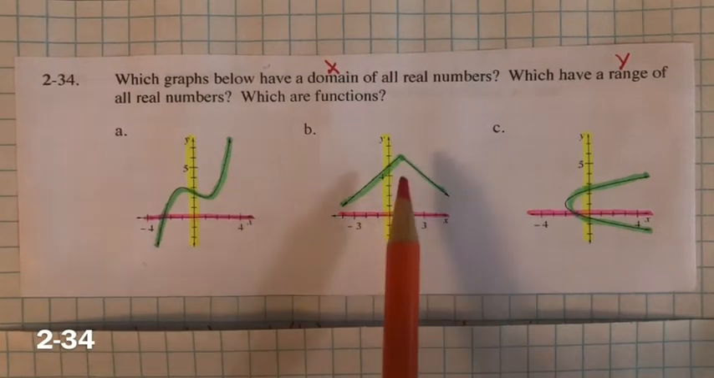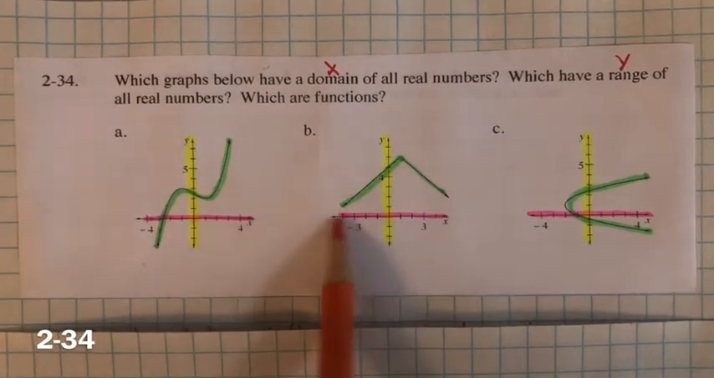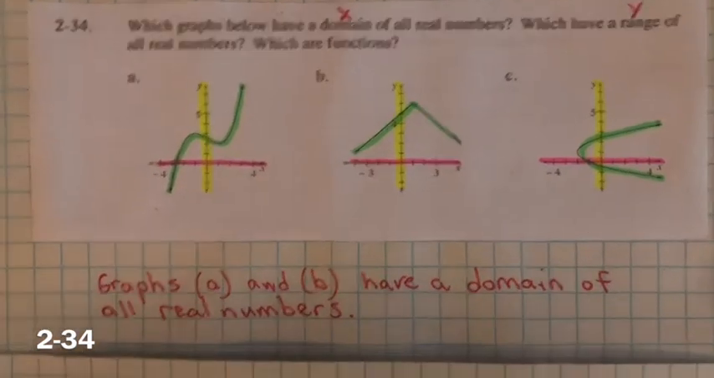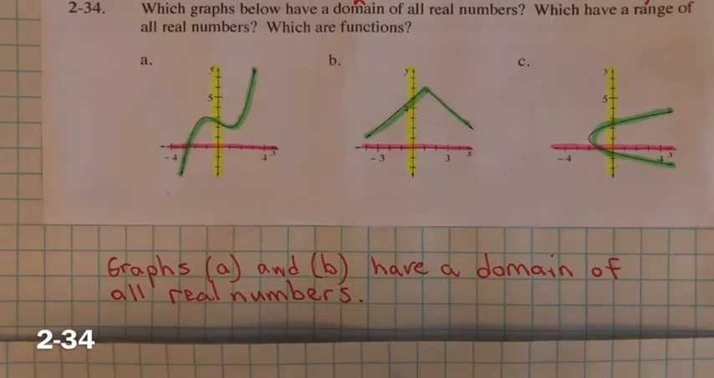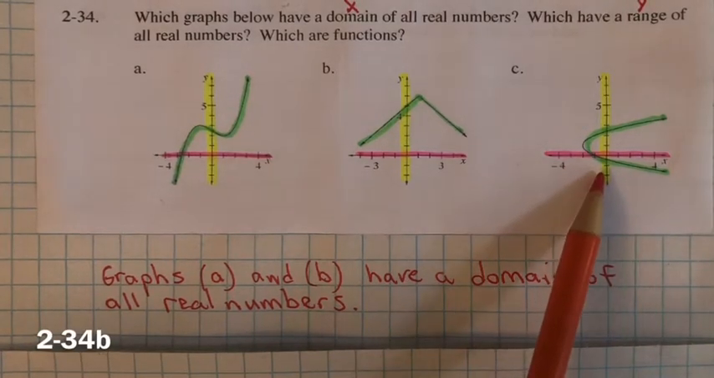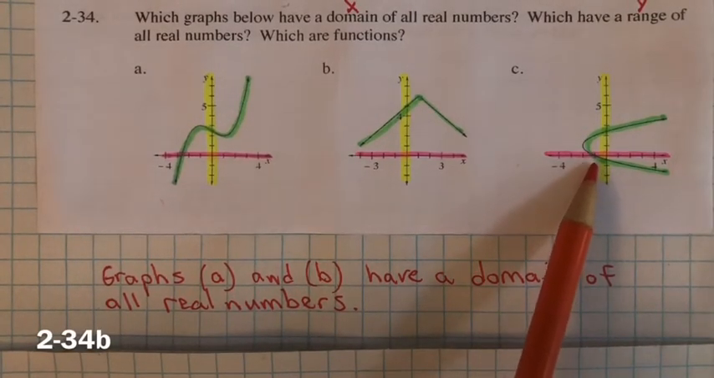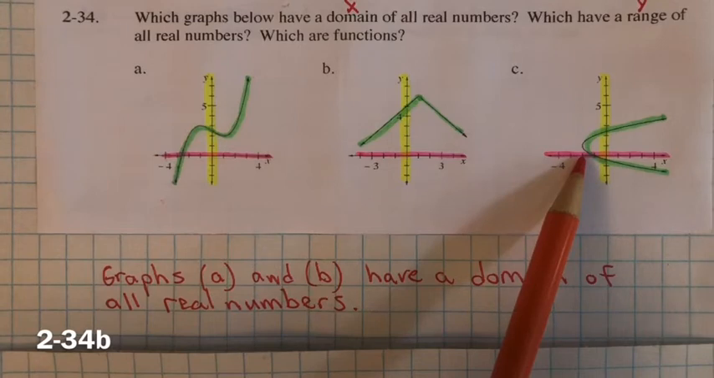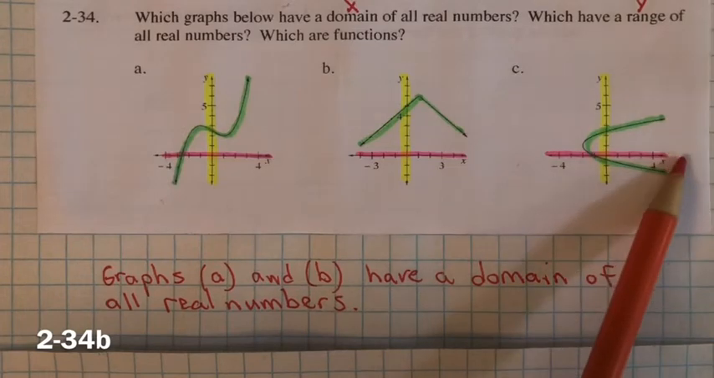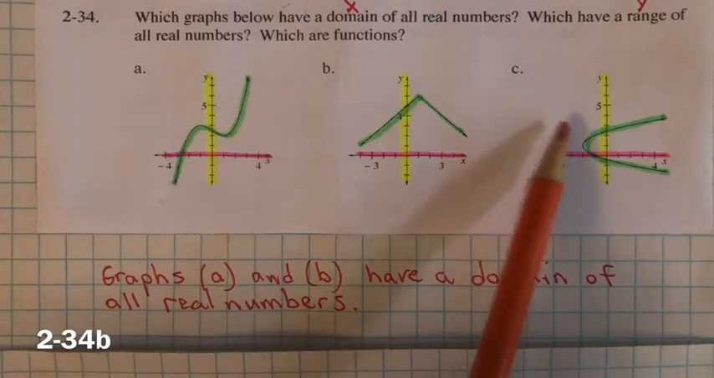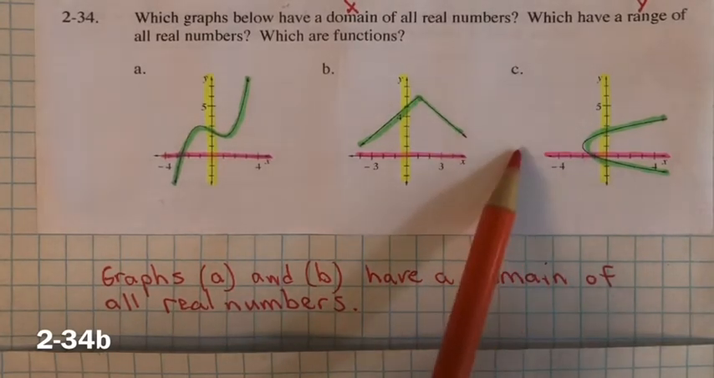B does the same thing. It's going to go infinitely towards the negatives, and it's going to go infinitely towards the positives. So graphs A and B have a domain of all real numbers. C does not have a domain of all real numbers because it's starting at -2, and the domain's going to be greater than or equal to -2 because it's only going towards the positives. You're not going to have a value less than -2 because the graph is not going in this direction.